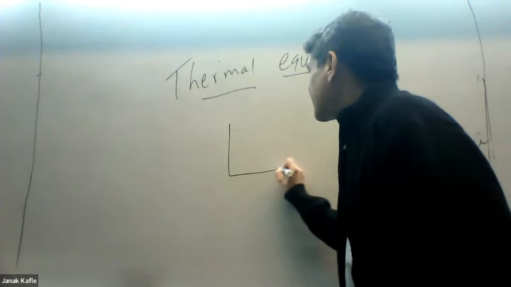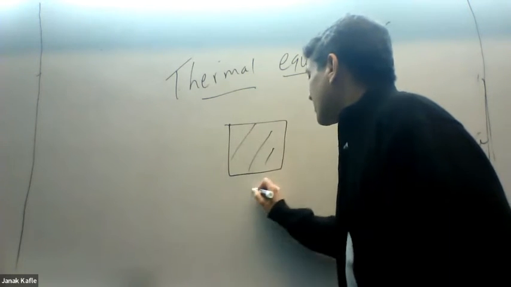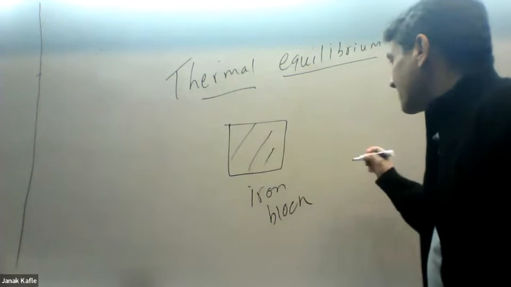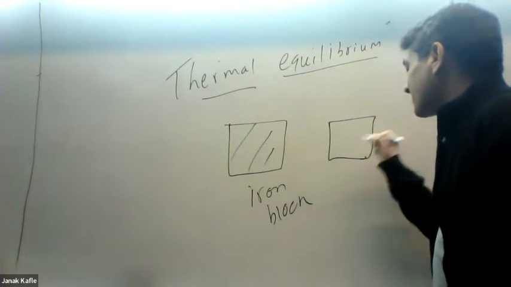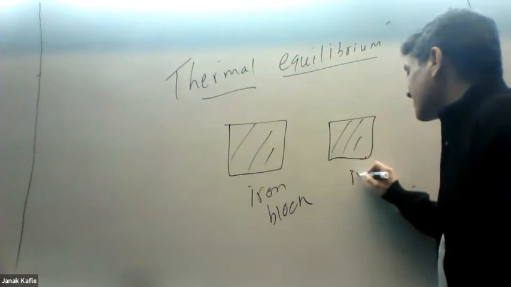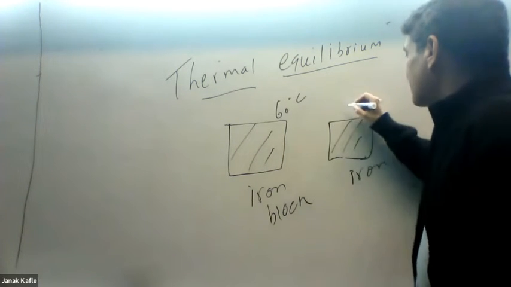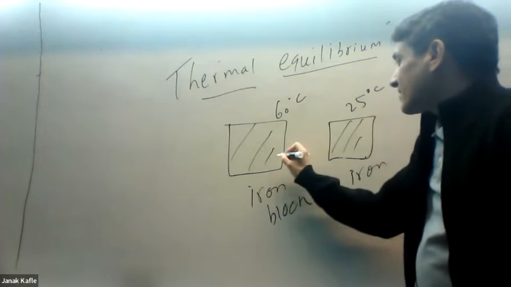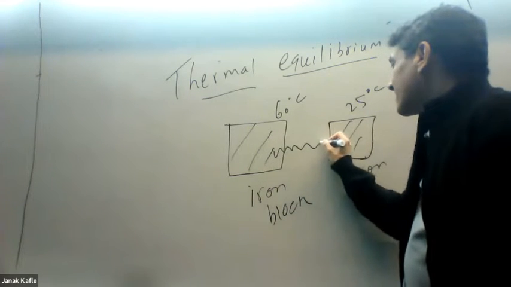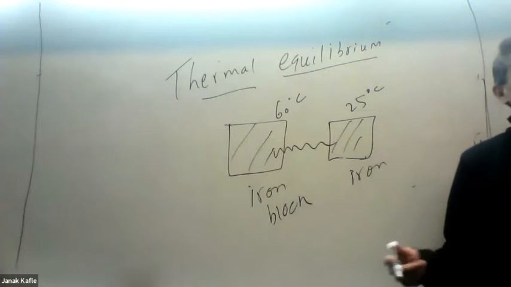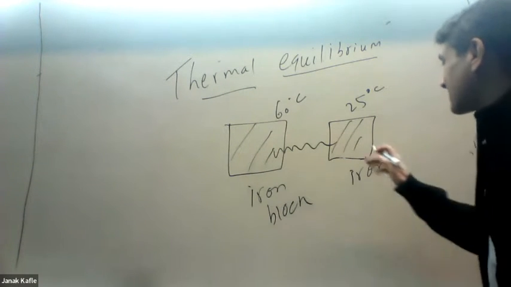So I have two things here. Let's say it's an iron block. So this is an iron block. It's made up of iron, and this is another one, let's say iron or copper. You can say anything. Let's say it is at 60 degrees centigrade and the other is at 25 degrees centigrade. So if I connect this with a wire, the heat will flow from this high temperature body to the low temperature body. Make sense? Until both temperatures become the same.